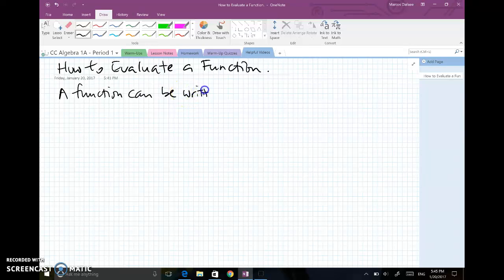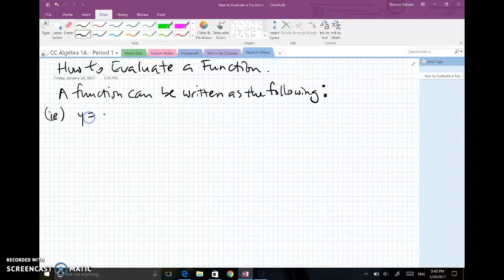And I want to show you the two ways that it can look. So it can be written as the following. So one is, for example, y equals 3x plus 4. And you might have seen things like that before, and it's very common, but there's a more sophisticated, beautiful way of expressing this. And it's simply by removing the y and replacing it with f of x in this case.